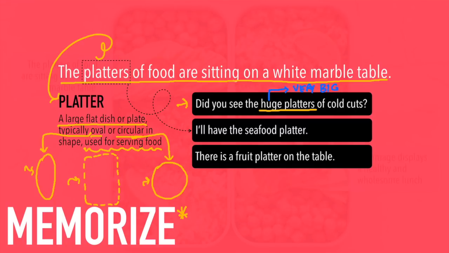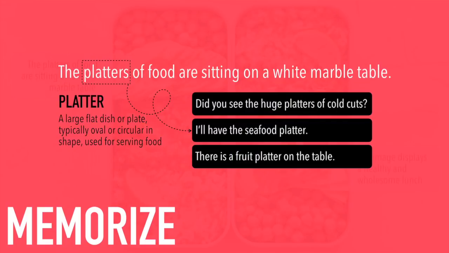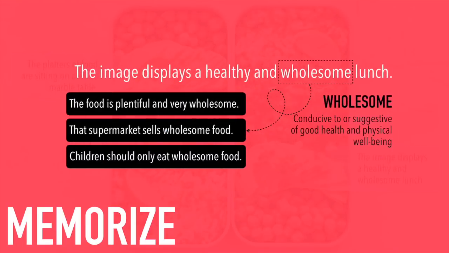Next, we have, I'll have the seafood platter, okay? And finally, we have, there is a fruit platter on the table, okay? So what do you notice? You'll see right here in front of the word platter, we described what type of food is on the platter. And for here, we just described the size of the platter. So again, we've seen the definition and we have memorized it, okay? Now, what we need to do next is look at the second word.